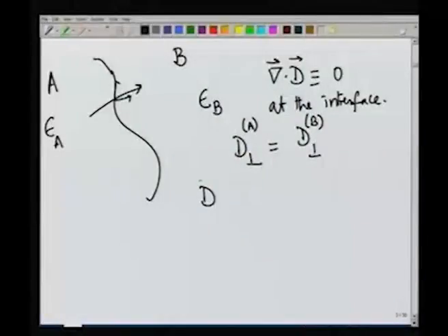But on the other hand, we have the constitutive equation which relates my electric field to the D field, the so called displacement field. So, let us remember what we are saying. We are saying that D equal to epsilon E on either side. What do I mean by that? D A is epsilon A E A. Let me write it neatly.